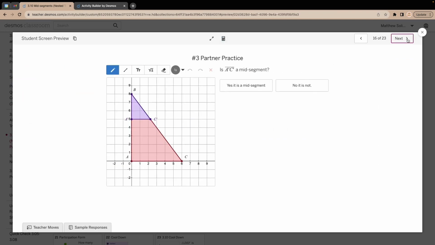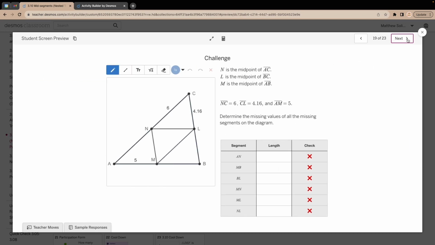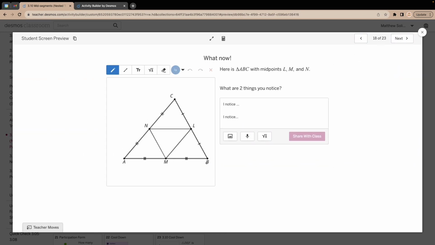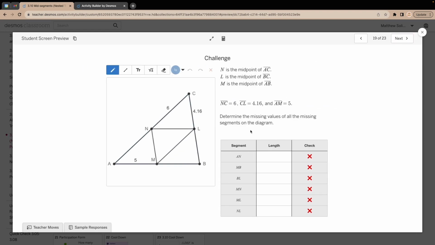All right, we had some partner practice. And then there's a few that were a little challenging where there's multiple midsegments. And one thing to just notice, this would be 6, right? That's in the middle. This would be 4.16. So this side, if this whole side is 8 point whatever those added together is, this is exactly half of it. So it's got to be 4.16.